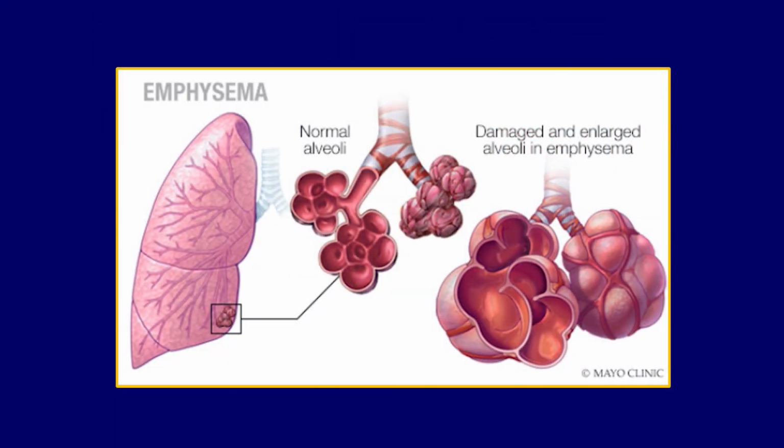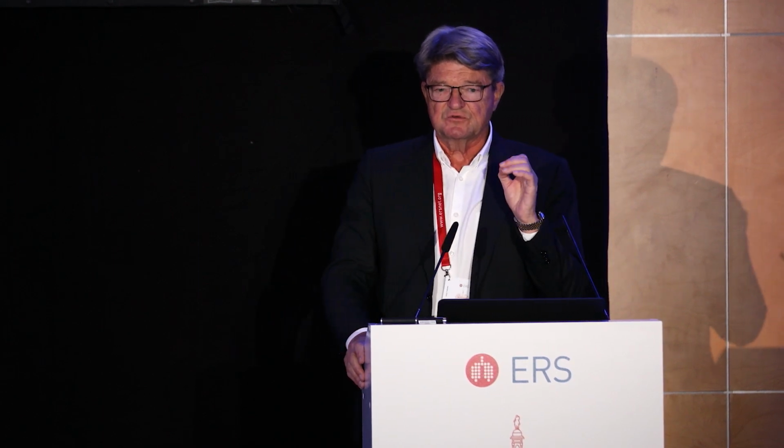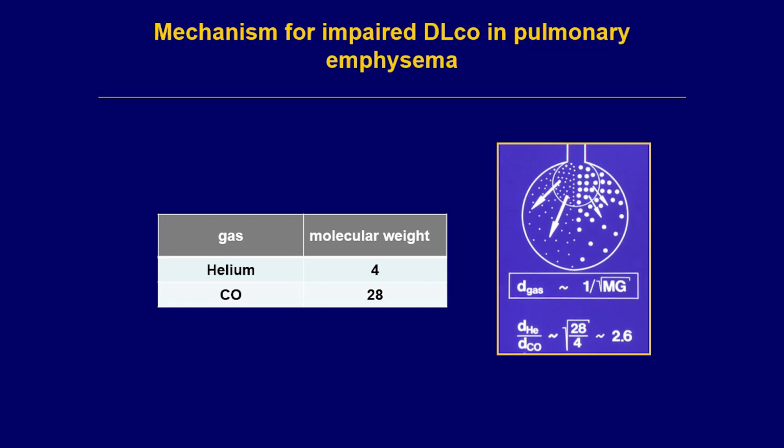Now, I will focus on emphysema. And you know that the air space in emphysema is enlarged and that the surface area is lower. And therefore, we have problems of mixing of the gases on one hand, and we have problems how the gas transfers through the membranes to the vessels. Now we have a very important thing to consider. If we are using helium and if we are using CO, these gases have a different weight. Carbon monoxide is heavier as compared to helium.